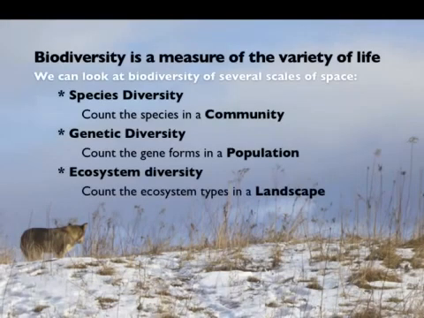To summarize, biodiversity is a measurement of the variety of life. We can measure biodiversity at a number of scales of space. At the community level, we can count the number of species. This is called species diversity. At the population level, we can count the number of genes in the population. This is called genetic diversity. At the landscape level, we can count the number of ecosystems. This is called ecosystem diversity.